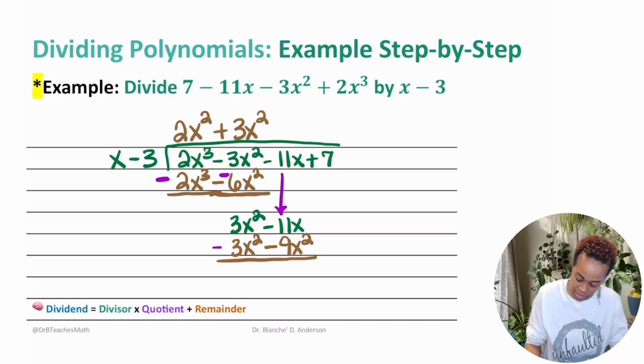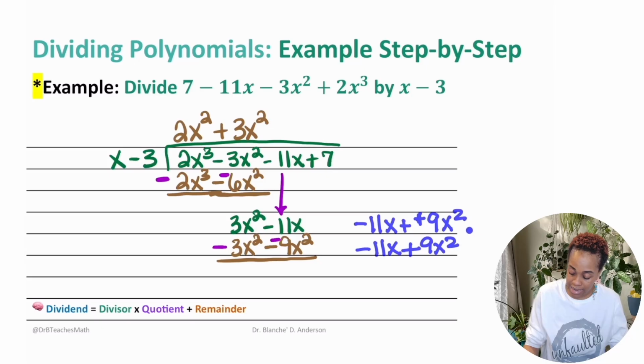Everybody gets subtracted. So then we have 3x squared minus 3x squared, we know that's 0. We have a minus 11x minus a negative 9x squared. That's going to be a plus 9x squared. Y'all see that? Because a minus next to a negative turns positive. So that's going to give us a minus 2x squared.